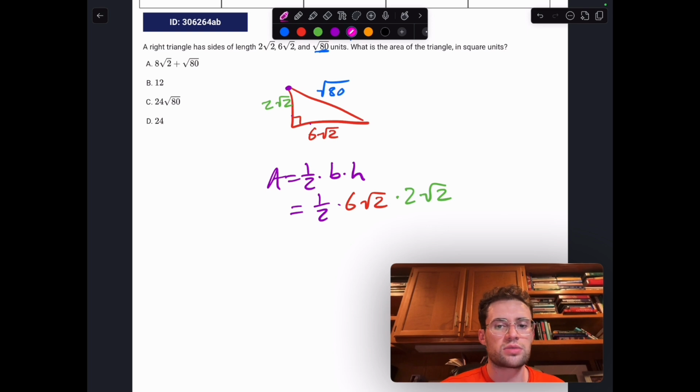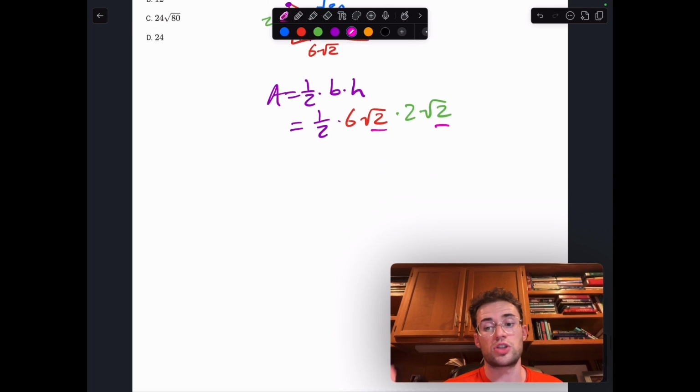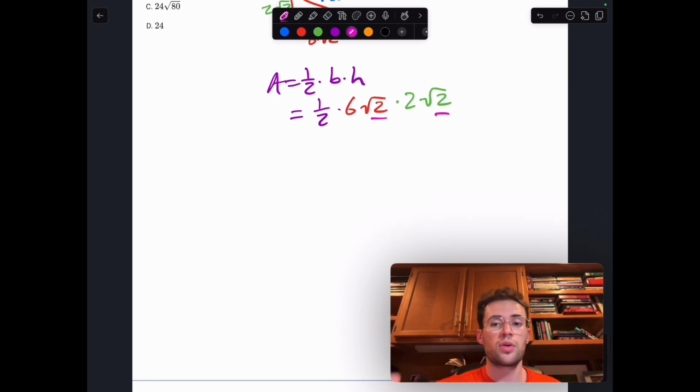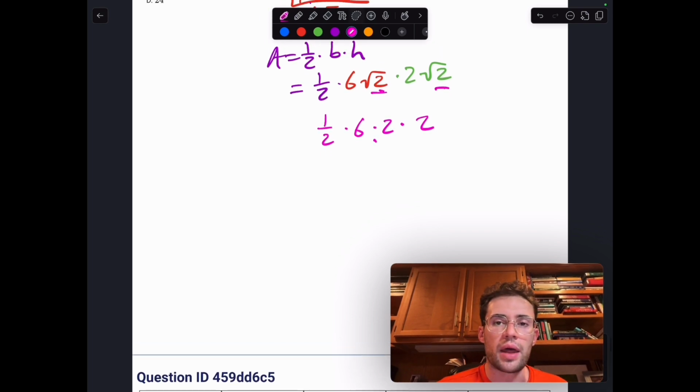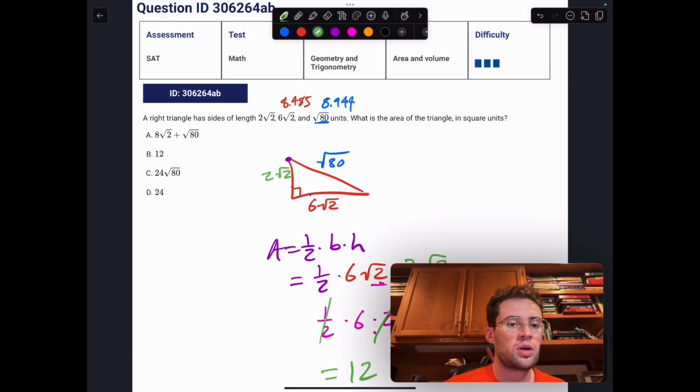In this case, root 2 times root 2 is the square root of 2 squared, which cancels out the square root. Or you can think of the square root of 2 as what number times itself equals 2. So we're timesing it by itself. That will give us 1/2 times 6 times 2 times 2. The extra 2 is from the root 2 times root 2. Then one of these 1/2s cancels out with one of the 2's, and that leaves you with 12, 6 times 2. So that will be your area.